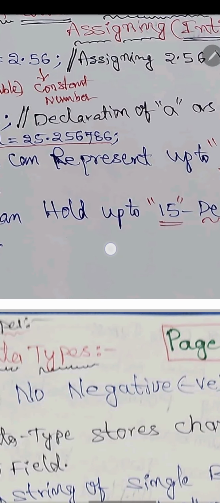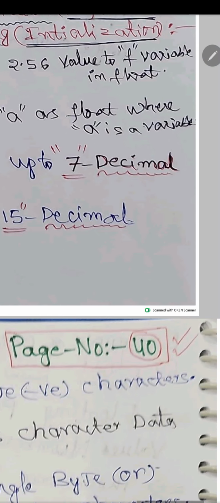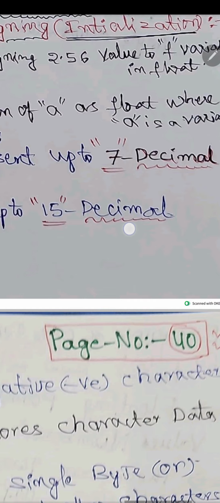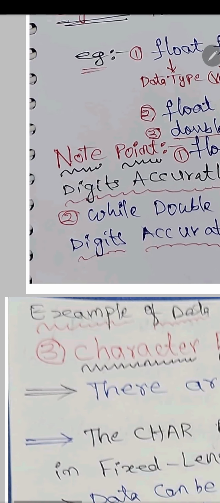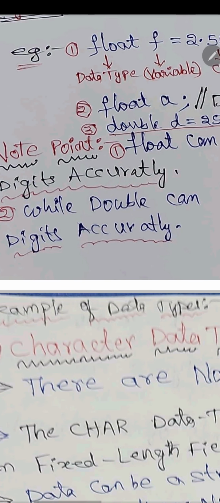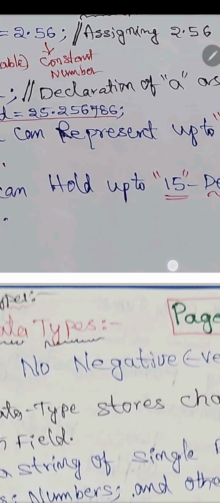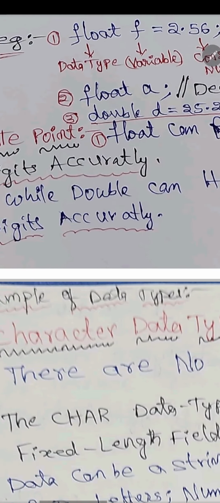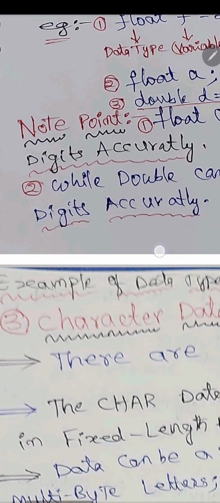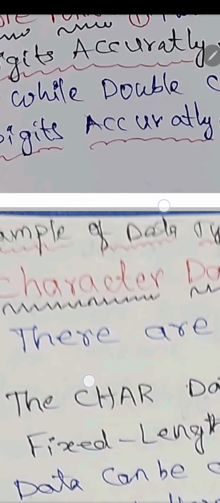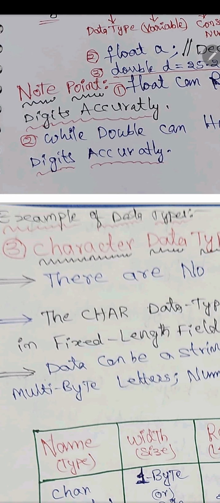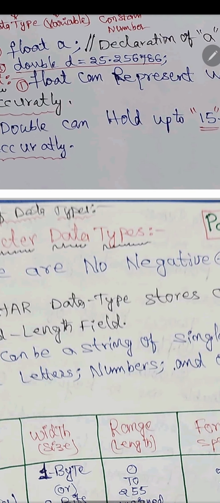Note point, float can represent up to 6 digits, actually I wrote 7 here, 6 decimal digits will be accurate, while double can hold up to 15 decimal digits accurately. After that we cannot get it exactly. And the third one is the character data type.